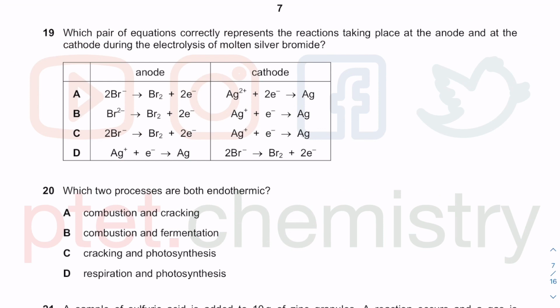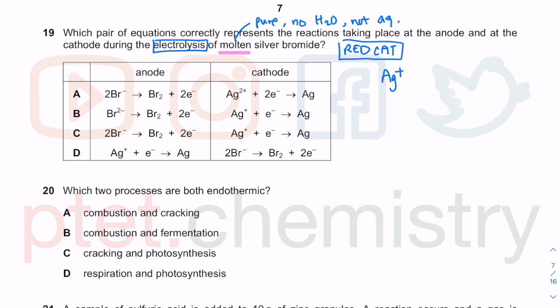Question 19, this is again about electrolysis. Seems like 3 questions on electrolysis in a row. This is molten. Molten is a pure substance. There is no water. It is not an aqueous component. So we've got Ag+, which is the cation. Cations are positively charged ions. Cations will go to the cathode, and cathode is where reduction happens. Reduction involves gaining of electrons. So your cations will gain electrons at the cathode, and you will get this particular silver metal being discharged.